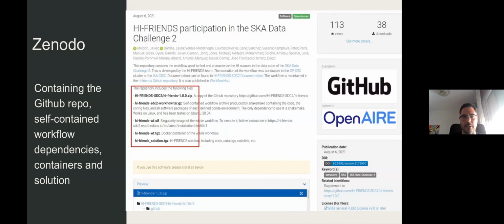This is just a snapshot of the Zenodo repository. Of course, it's open access. It has a DOI, and you can track the history of what happened here. The repository includes several things. This is a copy of the GitHub repository, the one that we used for the solution. This is the self-contained workflow archive that contains the code and the dependencies of all the packages that are used. And then we have the Singularity and Docker images, and then our particular solution. We are differentiating the workflow itself, which is very minimal, and the solution that we produced, our particular solution.